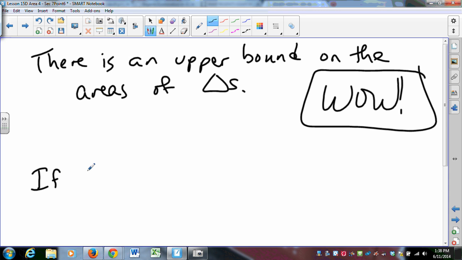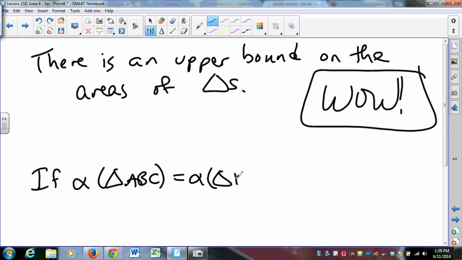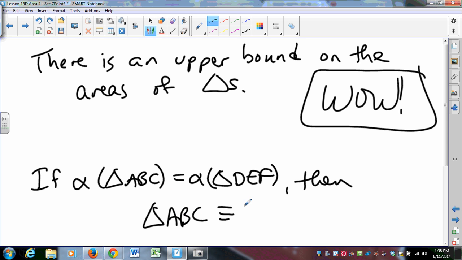Also, if the area of triangle ABC equals the area of triangle DEF, then triangle ABC is scissors congruent to triangle DEF. So any two triangles with the same area can be triangulated in such a way that the one has a bunch of triangles and the other is made up of a bunch of triangles, and they are in one-to-one correspondence where all the little pieces are congruent. That's insane. That's absolutely insane.